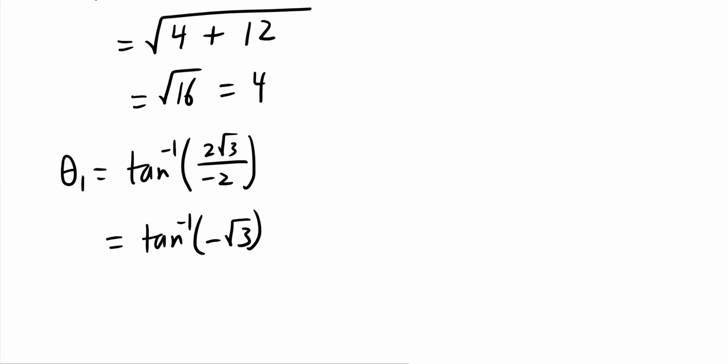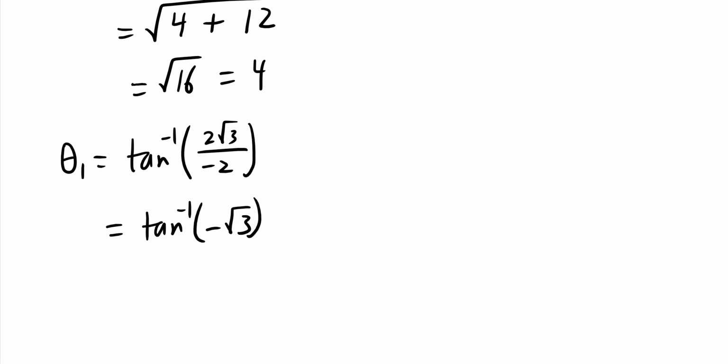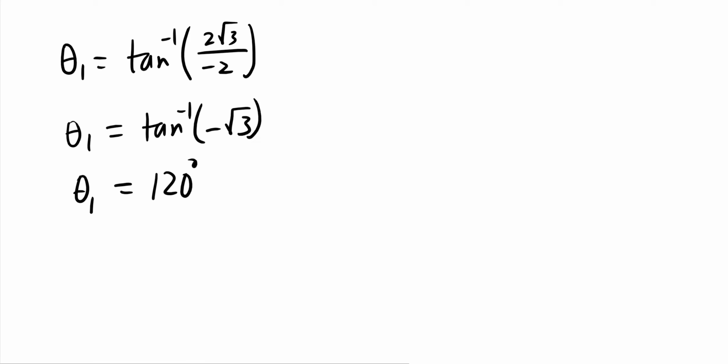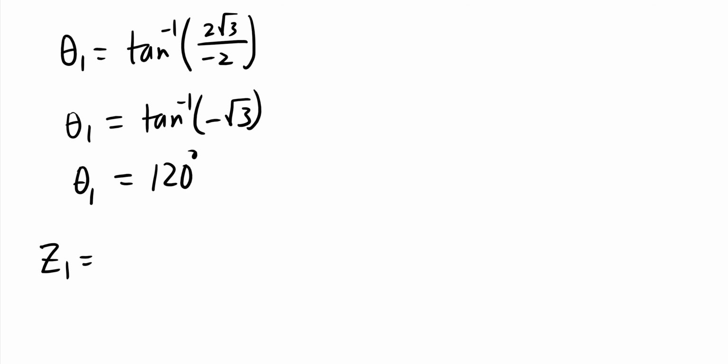What's the angle whose tangent is negative square root of 3? First think about no negative. The tangent of square root of 3 is 60 degrees. So that's going to be in the second quadrant, 120. Let's do it in degrees, so you see it's not always in radians. So I found r1 and theta 1. So then z1 is r1, which is 4, cosine theta 1 plus i sine theta 1.